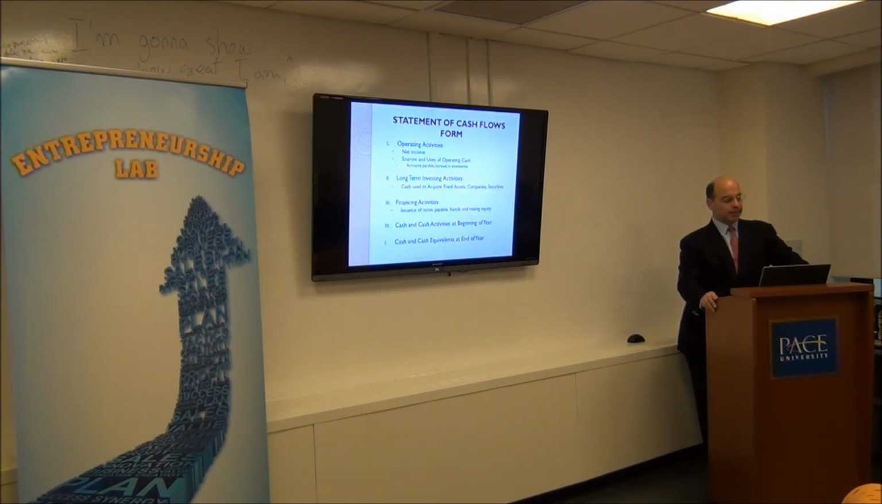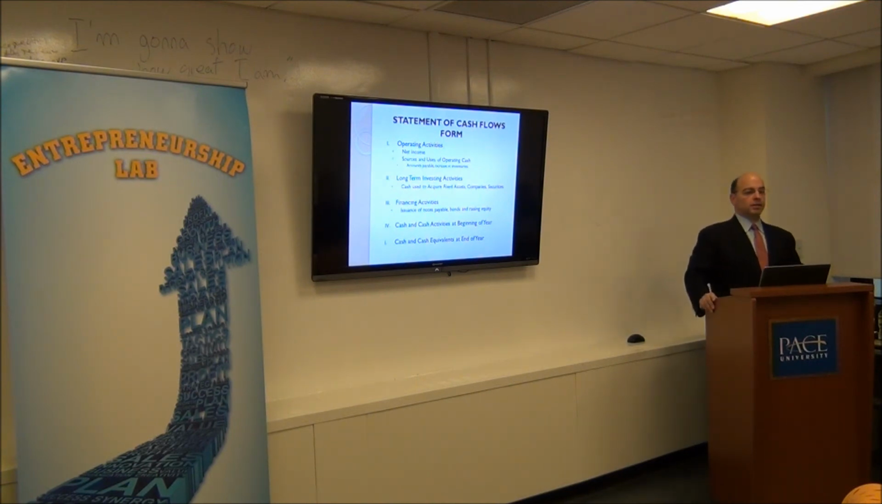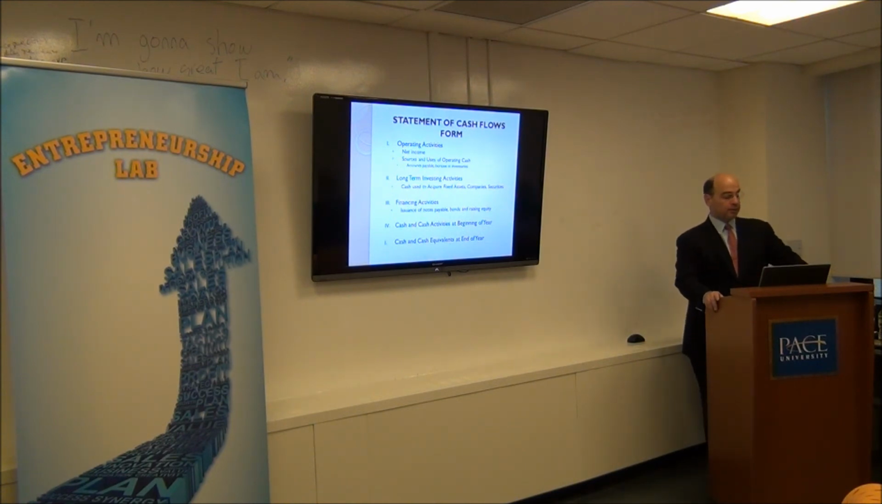Then the next item is investing, and this is really more about strategic investments versus cash used to acquire fixed assets. In other words, if you're going to purchase property, plant, or equipment. And the last item is the financing activities. Again, you're segregating it. If I'm going to issue notes payable, bonds, or just raise equity. So those are the three components.